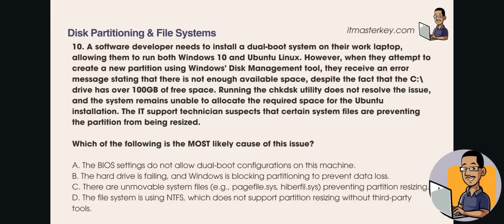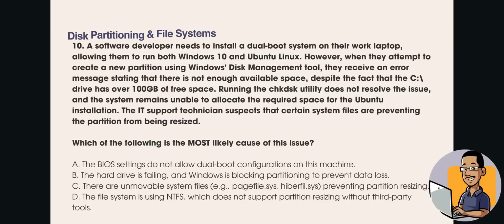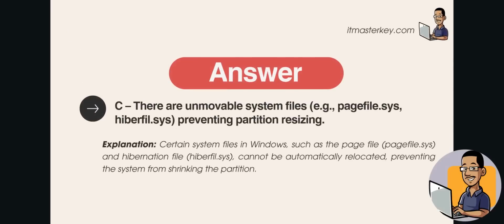There are unmovable system files, whether it's page files or more critical system files, and those are preventing partition resizing. Certain system files in Windows, such as page file and hibernation files, cannot be automatically relocated, preventing the system from shrinking the partition.